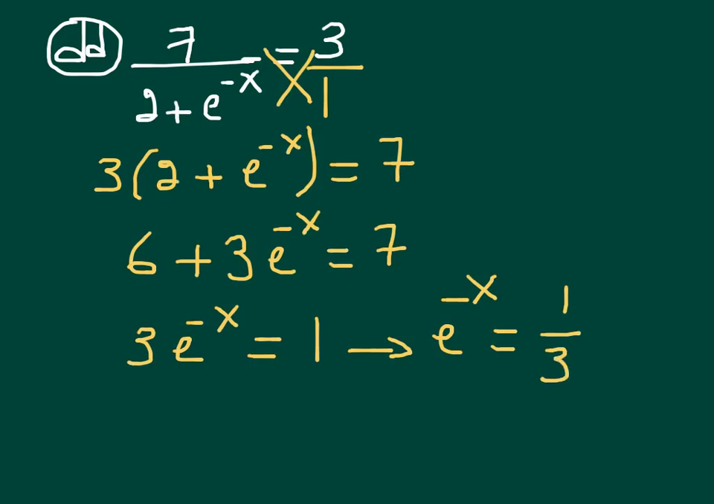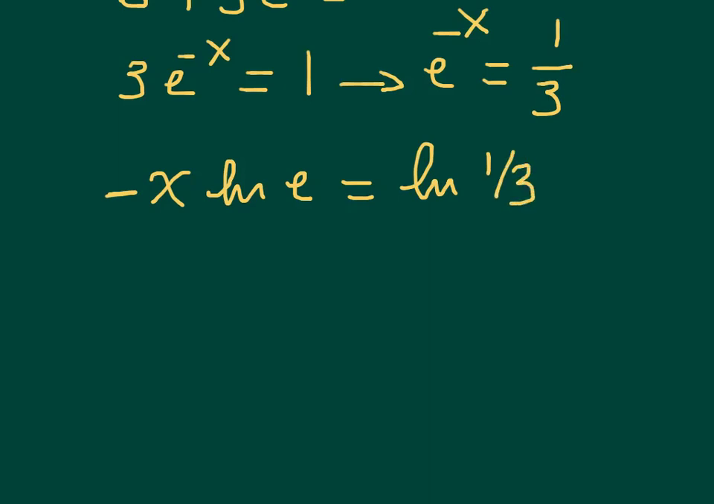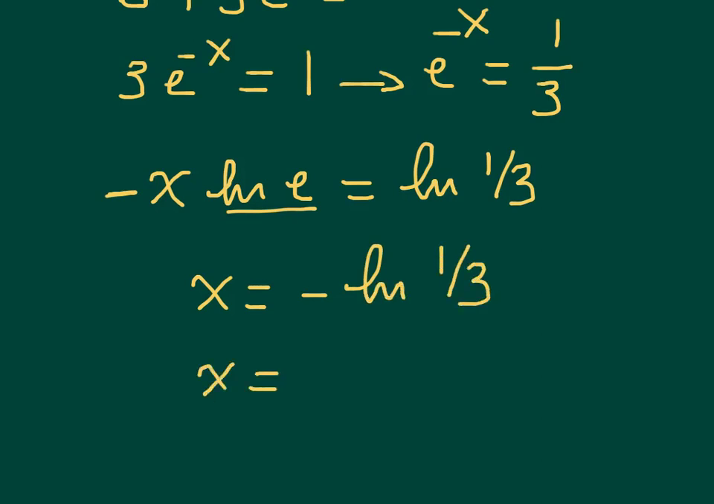Next, we're going to solve for x. To solve for x, I am going to ln both sides. So negative x ln e is equal to ln of 1/3. ln e is 1, so x is equal to negative ln 1/3. And if you calculate it to 4 decimal places, this is going to give us 1.0986.